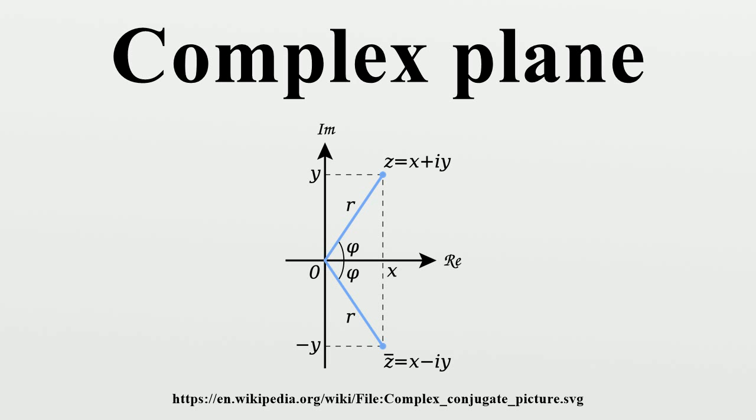Now flip the second sheet upside down, so the imaginary axis points in the opposite direction of the imaginary axis on the first sheet, with both real axes pointing in the same direction, and glue the two sheets together. The result is the Riemann surface domain on which f equals z to the 1/2 is single-valued and holomorphic.